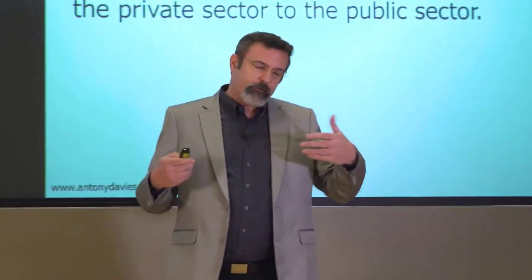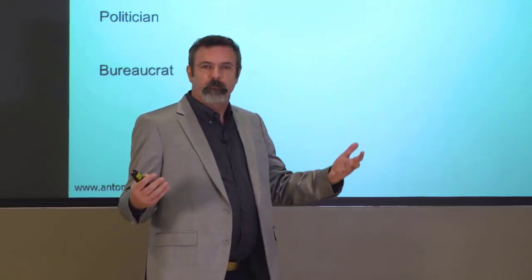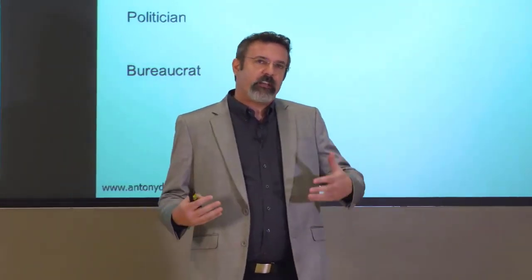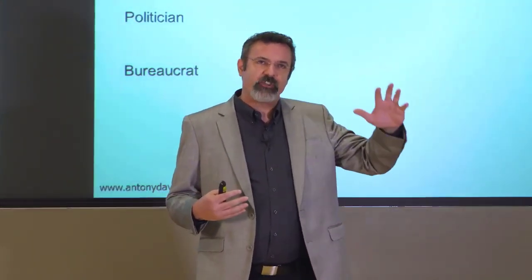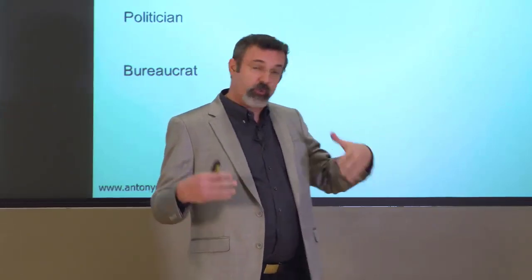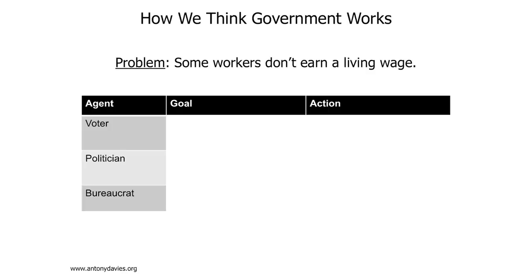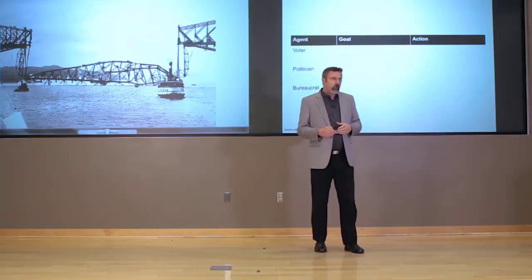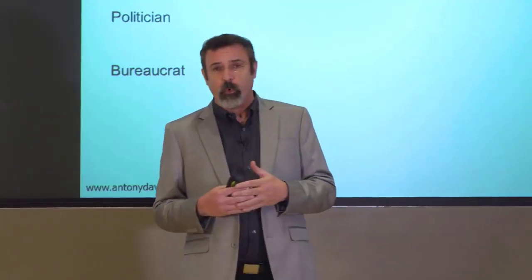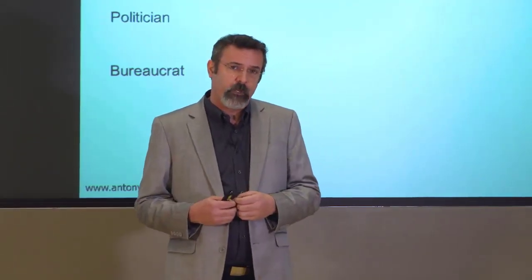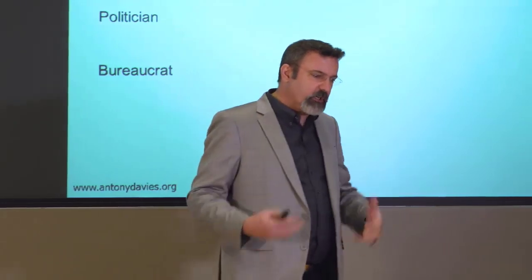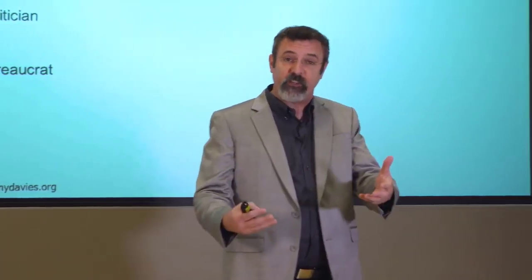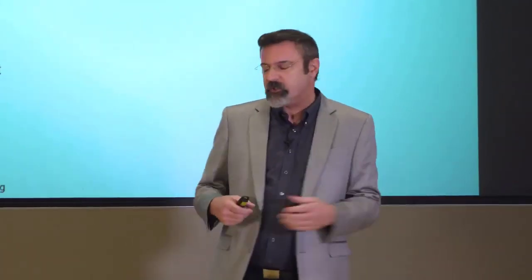For an example, suppose we take some problem that we face. And here, as we think about government, let's imagine government in the broadest terms. Three groups of people: voters, politicians, and bureaucrats. And we as a society encounter this problem that we want to solve, and the problem, let's suppose, is that some workers don't earn a living wage. And so the way we imagine government works when we say to the government, fix this problem, is the following.